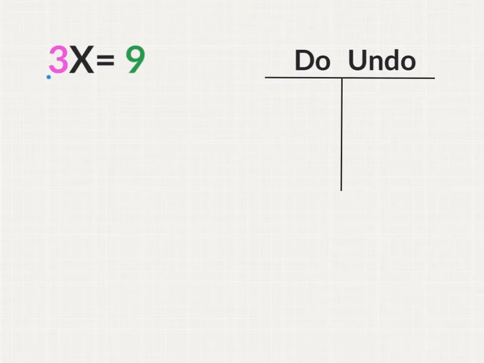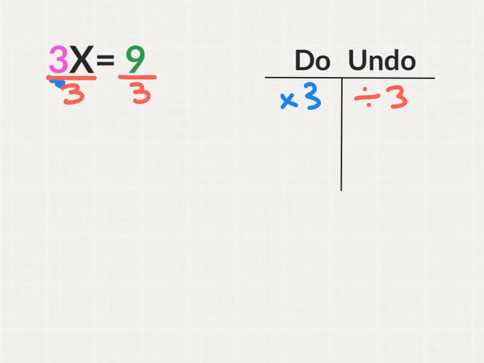And you may remember that this number, the 3, is called a coefficient. And a coefficient multiplies the variable. So what's happening with x right now? It's being multiplied by 3. What's the inverse of multiplication? If you said division, you would be right. So we'll need to divide by 3. We're going to divide both sides of our equation by 3.